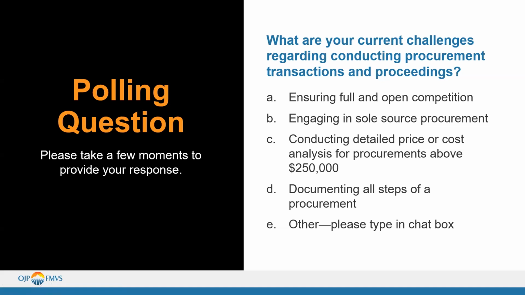So yeah, the options are ensuring full and open competition, engaging in sole source procurement, conducting detailed price or cost analysis for procurements above $250,000, documenting all steps of a procurement, or other, and then which you can please type that in the chat box. All right, and it looks like 50% of you all cited documenting all steps of a procurement as a challenge.